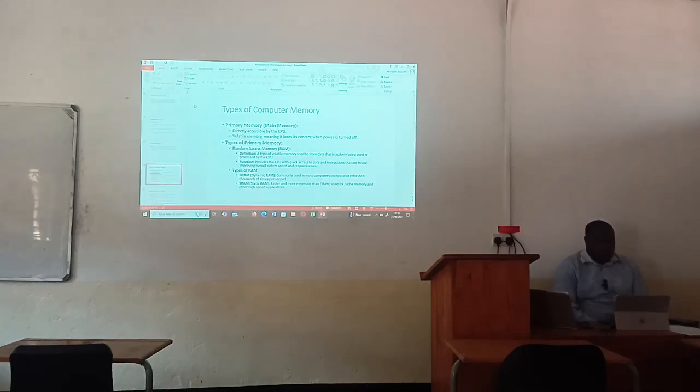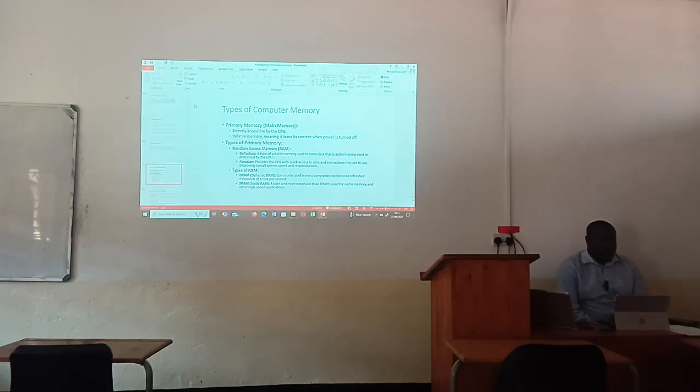Now, the other type of primary memory, you have what is called read-only memory. This is a non-volatile memory that stores permanent data and instructions. RAM is volatile, right? This one is not volatile. It stores permanent data and instructions.